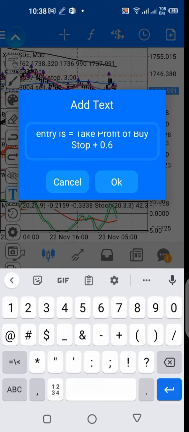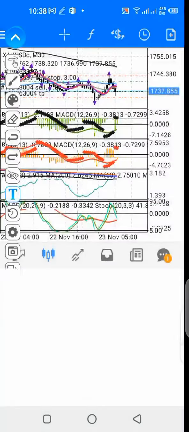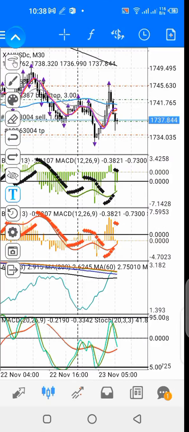Now that we have the running sell trade and the buy stop hedge pending order, to get the stop loss for the sell trade, we are going to add 0.6 to the take profit of the buy stop. The take profit of the buy stop plus 0.6 will be the result for the stop loss of our running sell trade.